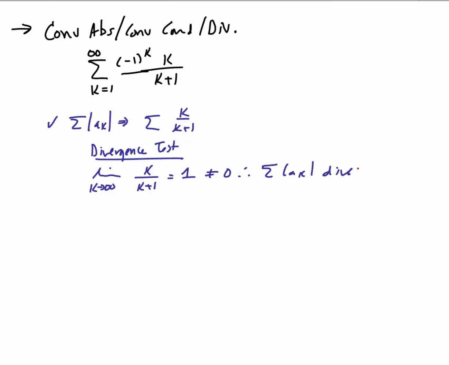And again, we have to have a reason for this, so make sure you include the degree in the numerator equals the degree in the denominator. So we have the absolute value diverging.